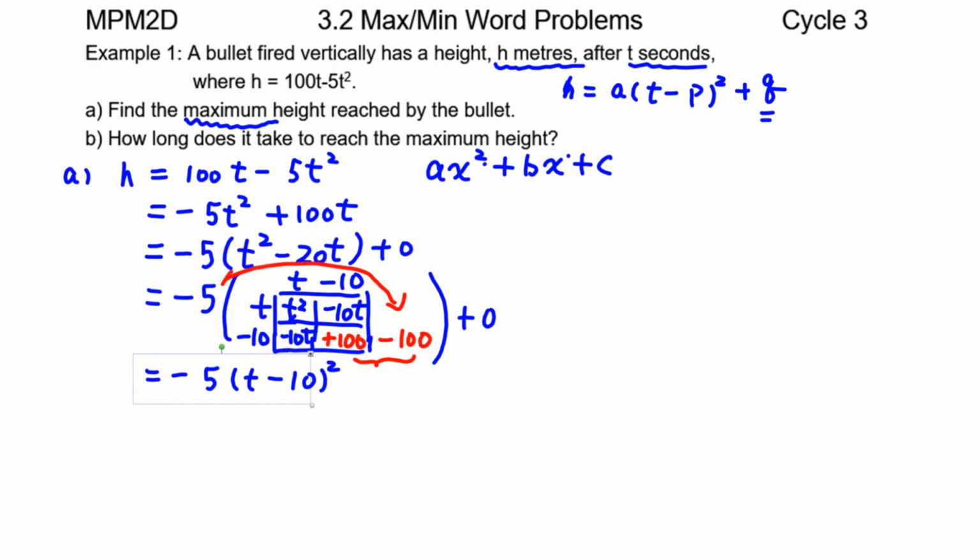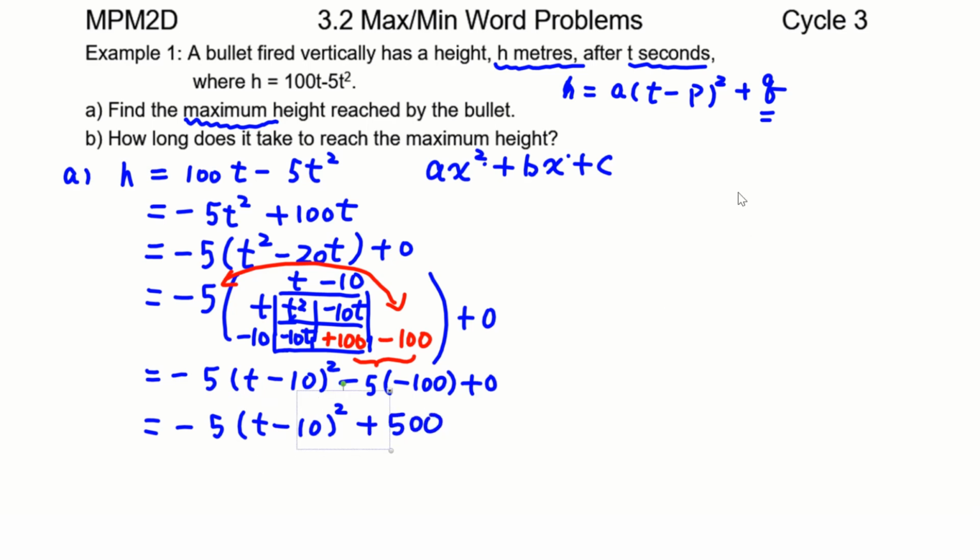Then we expand, taking the minus 100 outside of this bracket. So it will be minus 5 times minus 100, then plus 0. We collect the like terms, and you will have minus 5 times t minus 10 bracket squared plus 500. Comparing this with the vertex form, we know a is negative 5, p is the opposite of the number inside the bracket, which is 10, and q is 500.